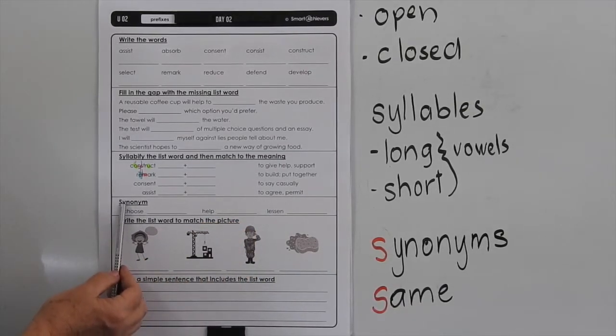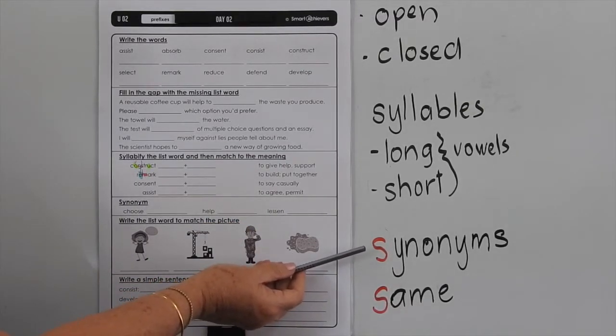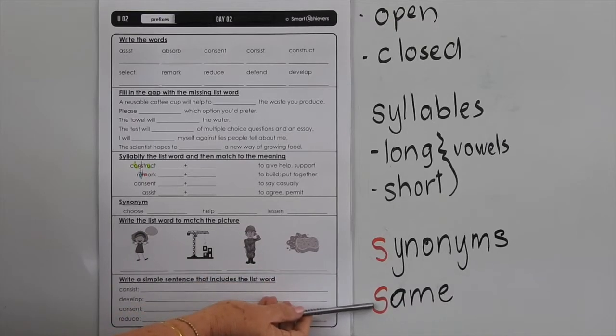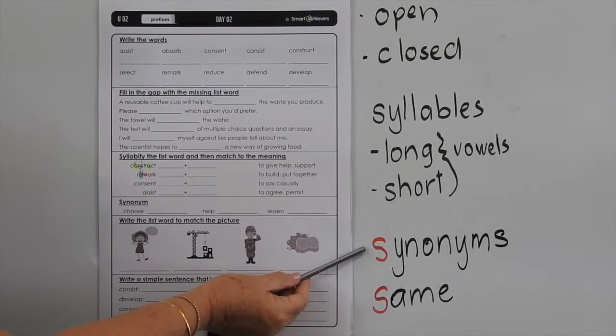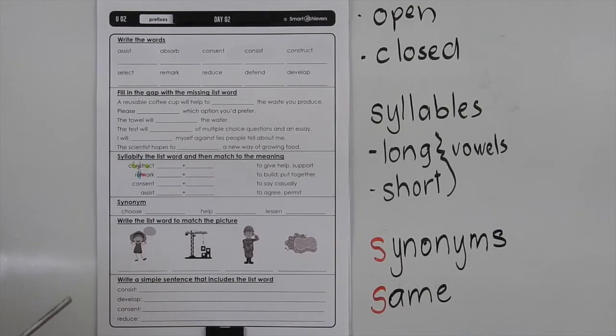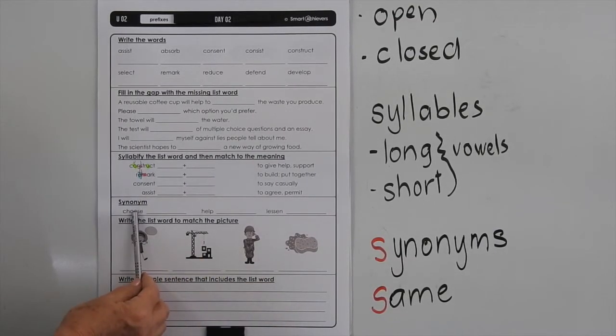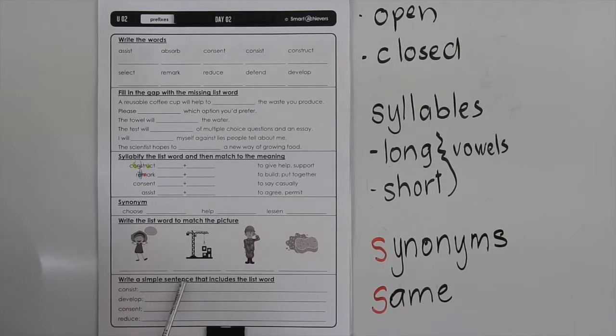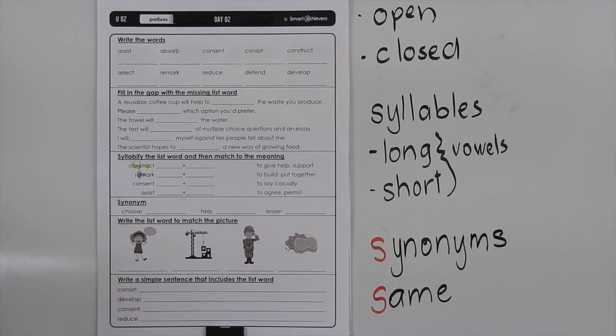Now synonym, hopefully by now you've worked out that synonyms and same mean the same thing and that they both start with S. So that may help you remember that you've got to find a word that means the same as a given word, and it's called a synonym. So write the list word to match the picture, very simple, and down the bottom we want you to write a simple sentence that includes the list word. So you're not going to be using any conjunctions in that.